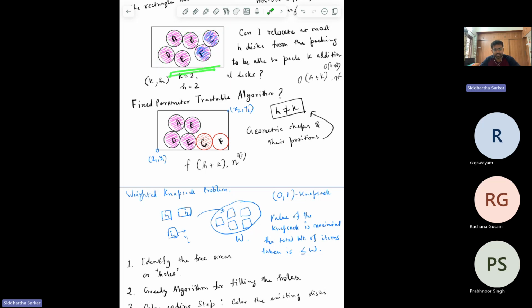So they have a clever guessing strategy, and this is beyond the scope of this discussion. But with that clever guessing strategy, they're able to achieve a running time of this to guess. So once the guessing is done, then the knapsack will come. Once the guessing is done, then they know, for example, suppose you have fixed which H disks are to be relocated.